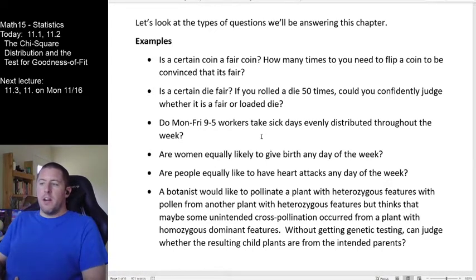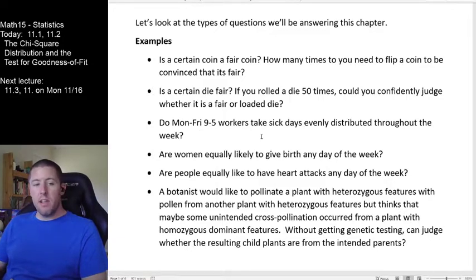These are all questions that could be answered by the end of this chapter. Is a certain coin a fair coin? You should be asking yourself, how many times do you need to flip a coin for you to be convinced that it's a fair coin, a 50-50 coin? That's kind of a weird question because even if I flipped a coin 10 times and got 9 heads and 1 tails, there's actually like a 2% chance that you're going to see a 9 and 1 split if you flip a coin 10 times. How many times do you really need to flip a coin to be sure that it's fair is kind of an interesting question.